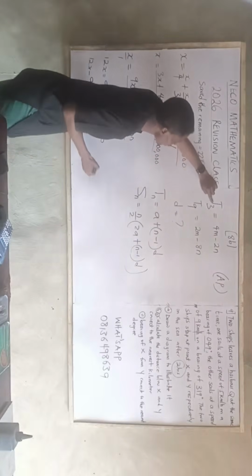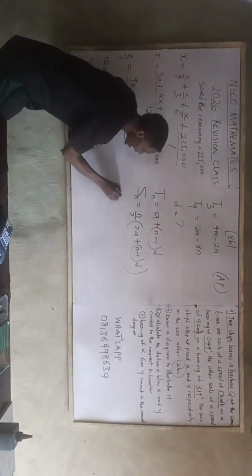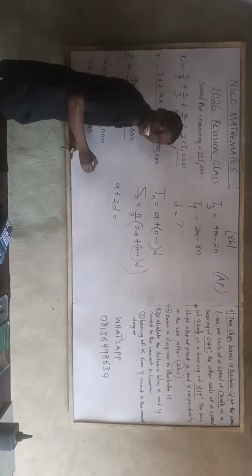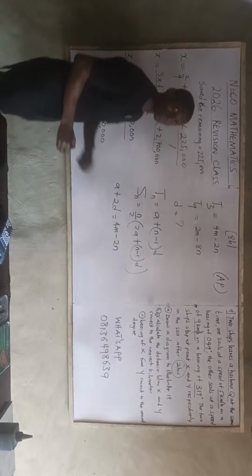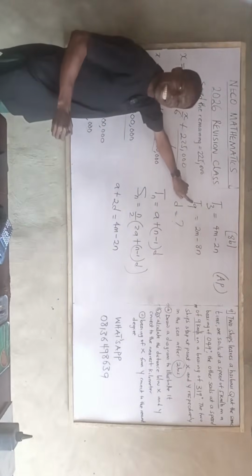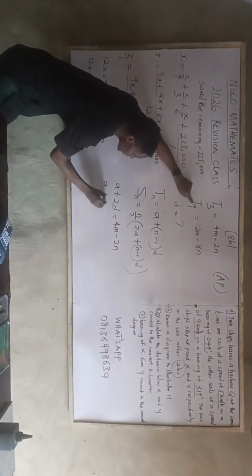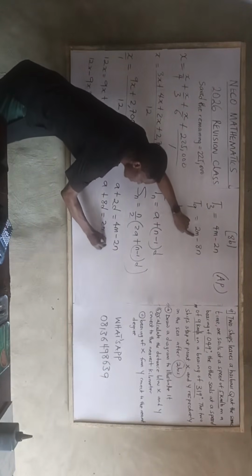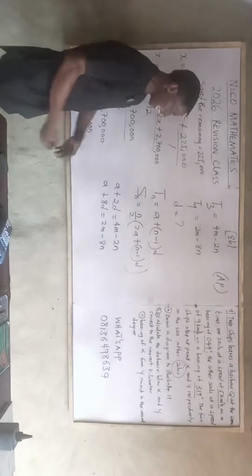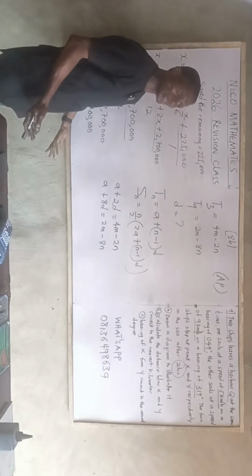Now, let's go by that short route. T3: a plus 2d, I'm sure you can get that, equal to 4m minus 2n. And let's go by this too. T9 will give us a plus 8d, equal to 2m minus 8n. Quite easy and direct. Then what's the next thing to do?